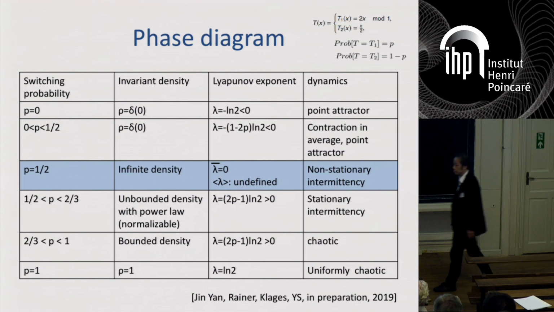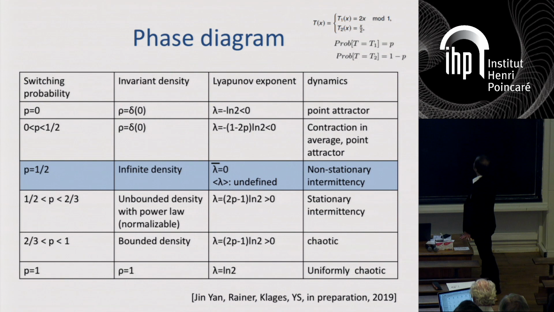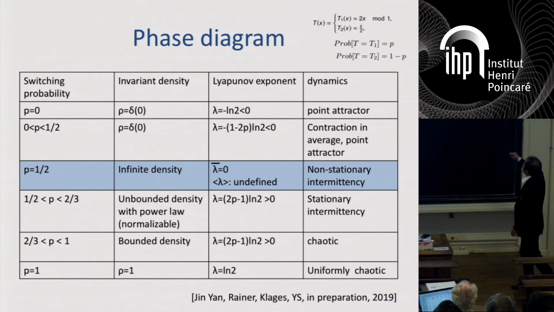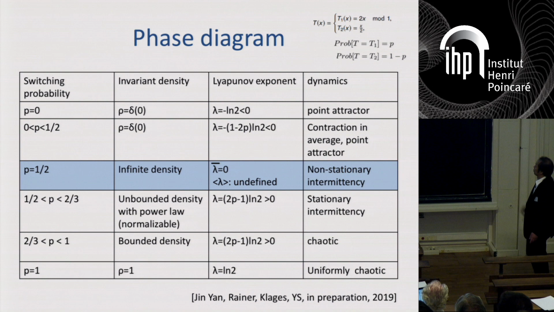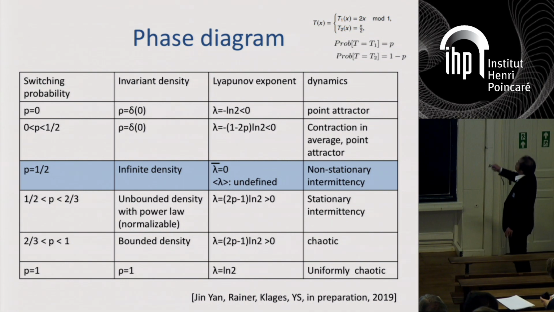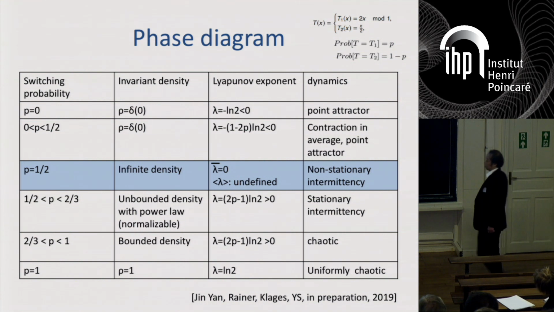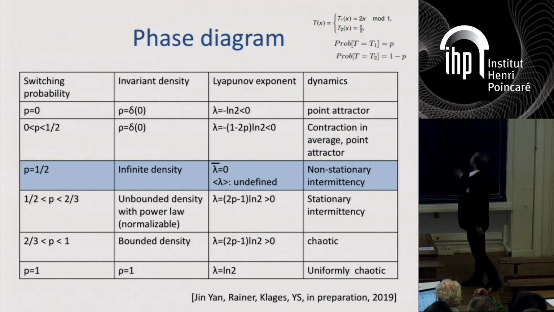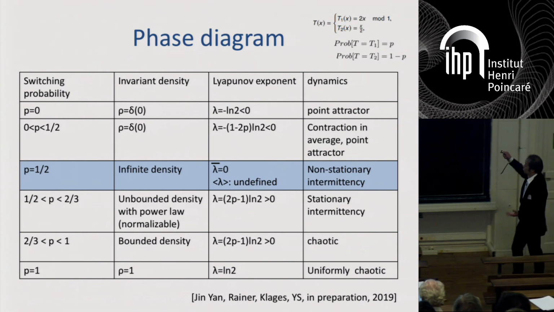Yes, please. What do you mean by uniformly chaotic versus chaotic? Yeah, maybe it's not a good definition, but this is the same as the Bernoulli shift. And this one is not. Sorry, this is the same as the Bernoulli shift, and this is not. Maybe hyperbolic, non-hyperbolic, but we didn't explain. And then for 0 to 1/2, we have a contraction on average, and eventually it goes to a point attractor, but we still have a fluctuation. In this case, totally neutral, non-stationary.